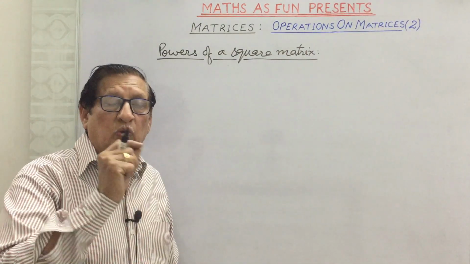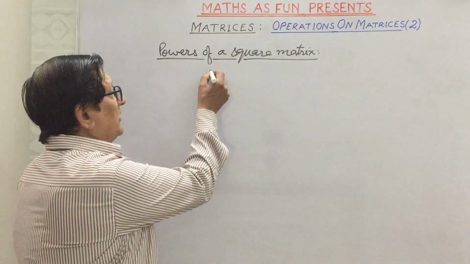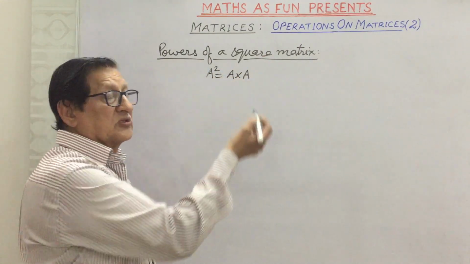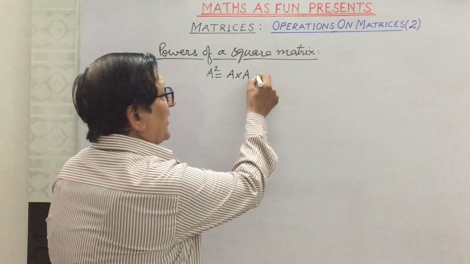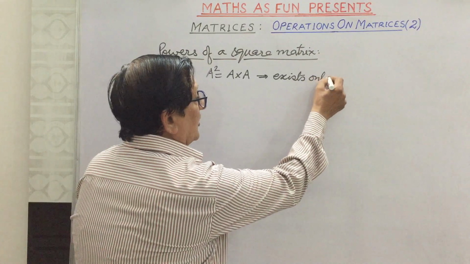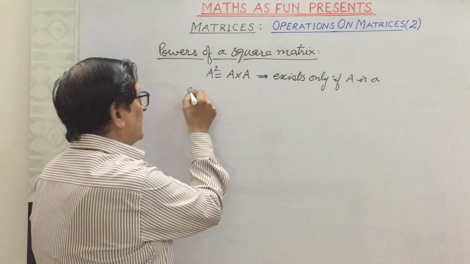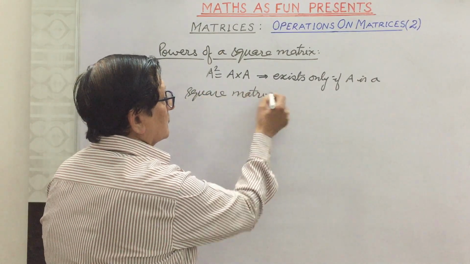And that is possible only if it is a square matrix. Suppose we want to find out A square, that will be equal to A into A, and it is possible only if A is a square matrix. This exists only if A is a square matrix.